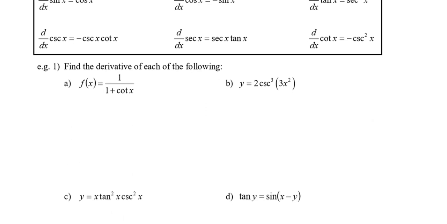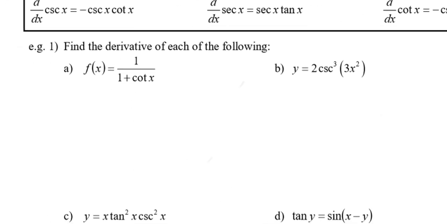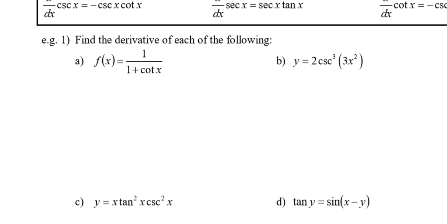Find the derivative of each of the following. So for this first one, we could do the quotient rule if you wanted to, having 1 as f and the bottom as g. But what I prefer, just my preference, is to rewrite this right off the bat as 1 plus cotan x to the power of negative 1, and then use the chain rule. I like the chain rule a bit better, but that might just be a personal preference.